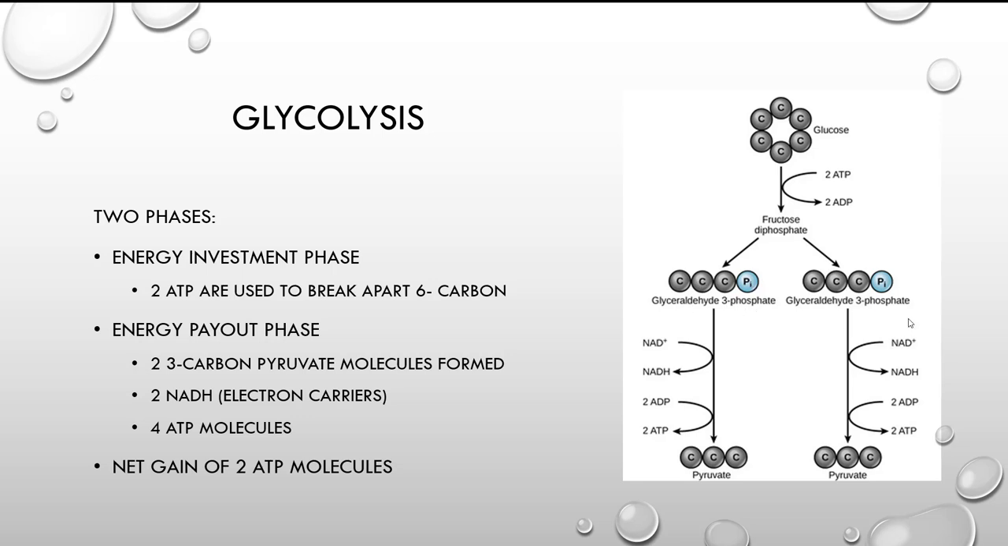So we get these 3 carbons with that phosphate attached, and then we get the payout. The payout is these 3 carbon molecules, which we call pyruvate. Since we started with a 6 carbon ring, we end up with 2 3-carbon molecules, or 2 pyruvates. So we end up with 2 3-carbon pyruvate molecules being formed. So that's one of the outputs.